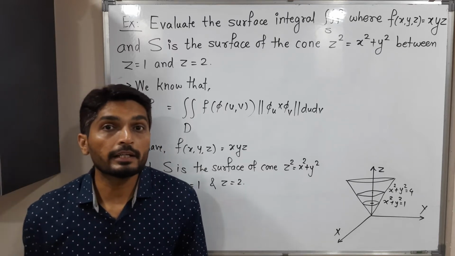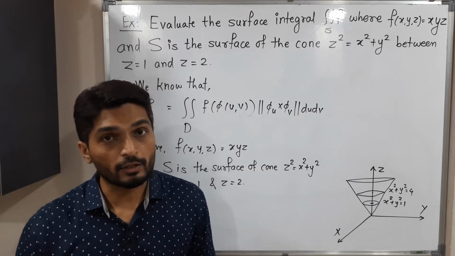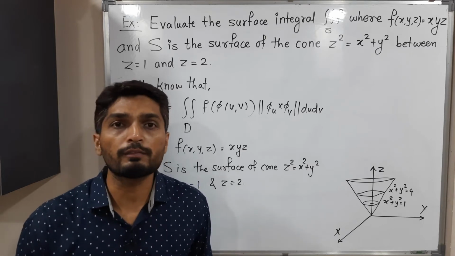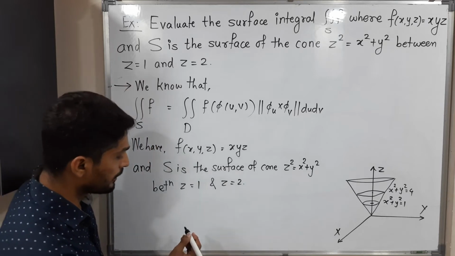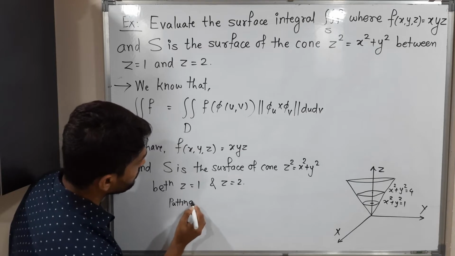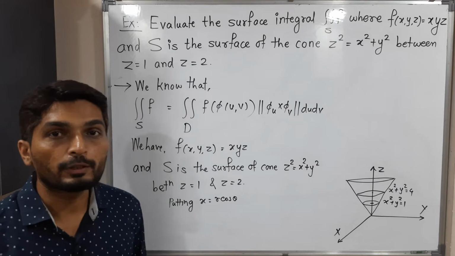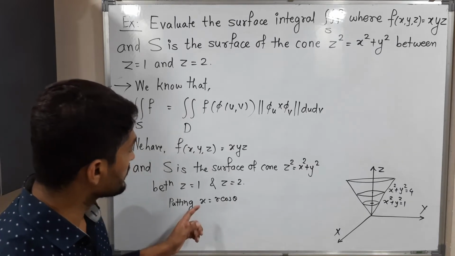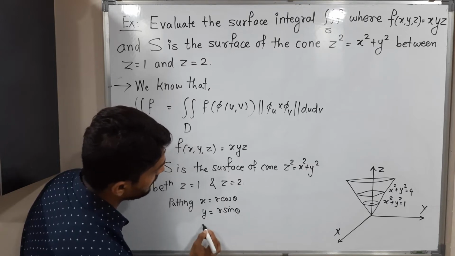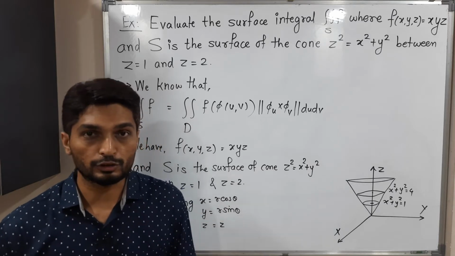In double integration and triple integration we have already seen that when we have a cone, a cylinder or a paraboloid, we go for the cylindrical coordinate system. So here also I will do the same. Putting x is equal to r cos theta. I am converting this problem into the cylindrical coordinate system. So x is equal to r cos theta, y is equal to r sin theta and z is equal to z. With the help of that we are going to find the parameterization.